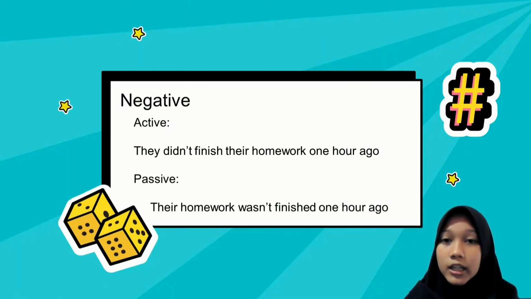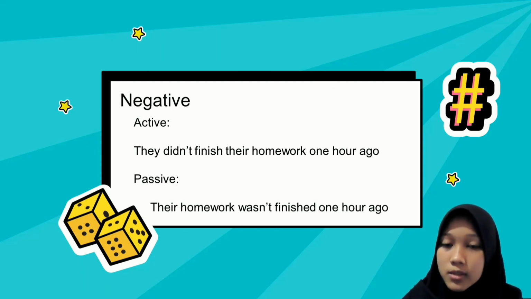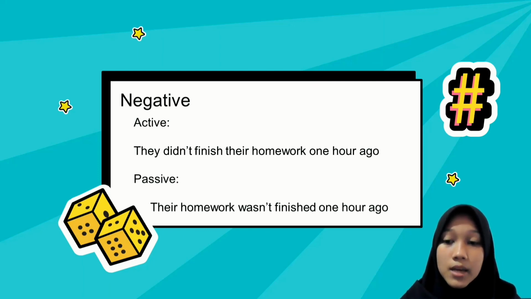Okay, for the second, a negative sentence in passive voice, we have, their homework wasn't finished 1 hour ago. So passive voice usually has the format of subject plus was or were plus not plus verb 3. Here we have their homework as subject, was plus not, and finished as verb 3. In active voice, this sentence will be, they didn't finish their homework 1 hour ago. They is the subject, didn't finish is verb 2, and their homework is the object.